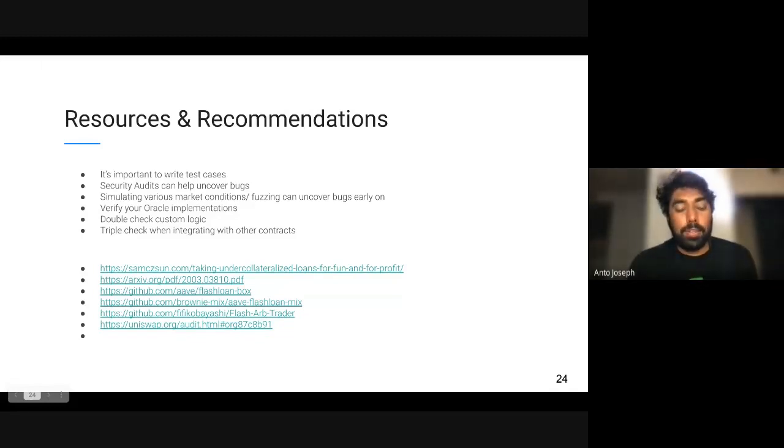These are some of the resources that I have used in this presentation, which were very helpful, and I would recommend you look at these as well. All of these have code that you can try out, and there is code for doing the arbitrage that we had a demo for earlier in this presentation. If you want to try out your own flash loan strategies, we have a brownie mix for that. If you would like to do other strategies in DeFi, there are links to that as well.